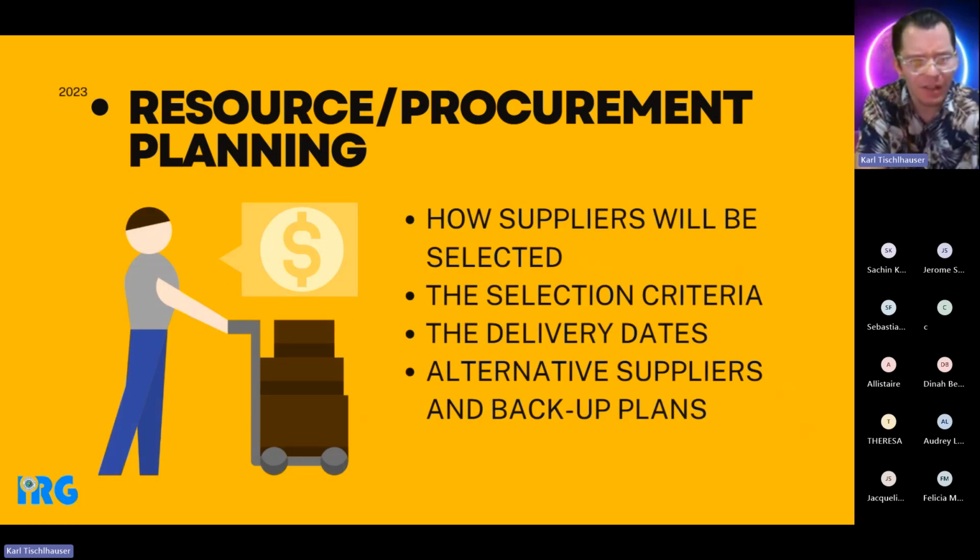Okay. We have resource procurement planning. So this, I don't think we really cover this in too much detail in later lessons, but it's just how the suppliers will be selected, the selection criteria, the delivery dates, alternative suppliers, and backup plans. Very important that you have contingency plans in project management. Don't rely on one individual, one supplier to get things done, because you will put yourself in a little bit of a rut, or you'll get stuck at some point. It's guaranteed.